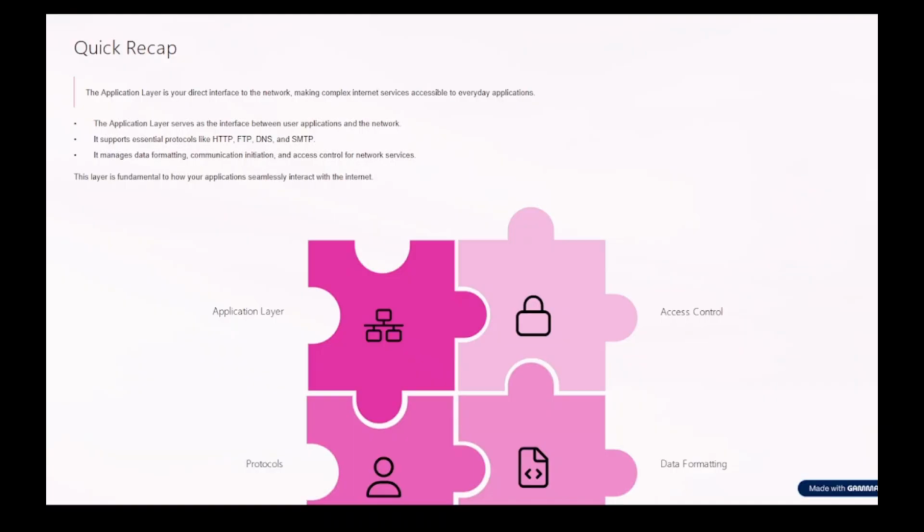In the OSI model, these are three separate layers. So in summary, the application layer is the user-facing part of the TCP/IP model and enables applications to communicate over the network, using well-known protocols like HTTP, FTP, SMTP, and DNS.